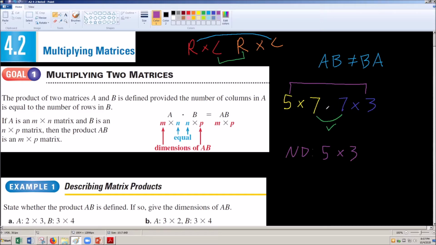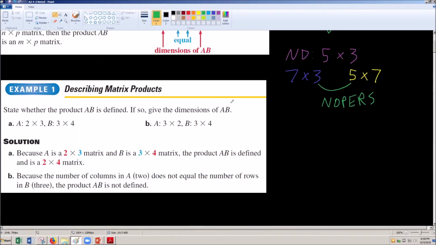Now, if I were to reverse these two and write a 7 by 3 multiplied by a 5 by 7, I would see from the inside that they are not the same. Nope, can't do it. When I see that, I just say I cannot multiply these two matrices together. So again, AB is different than BA. We are going to go through a couple of examples here.